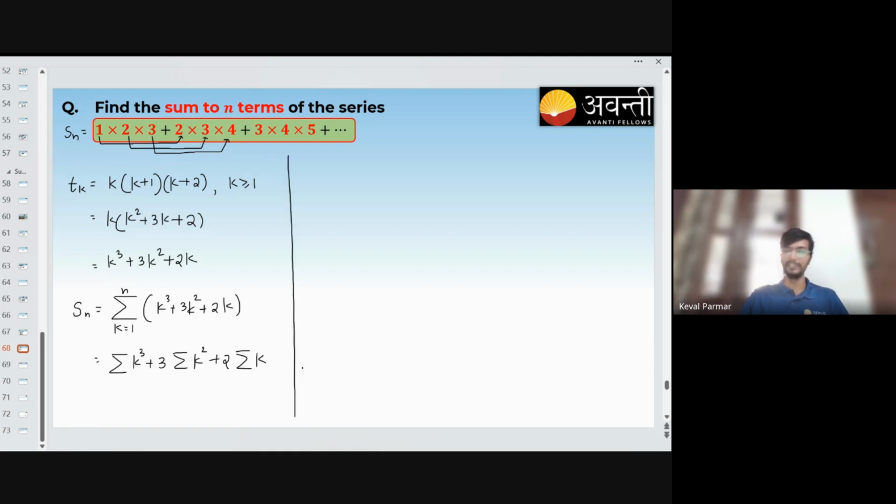Now all of these formulae we know, we have used k cube so many times, right guys? So summation of k cube is the sum of cubes of the first n natural numbers. So it will be n square into n plus 1 the whole square upon 4. And the summation of k square will be 3 into n into n plus 1 into 2n plus 1 upon 6. And lastly, I'll get plus 2 into n into n plus 1 upon 2.